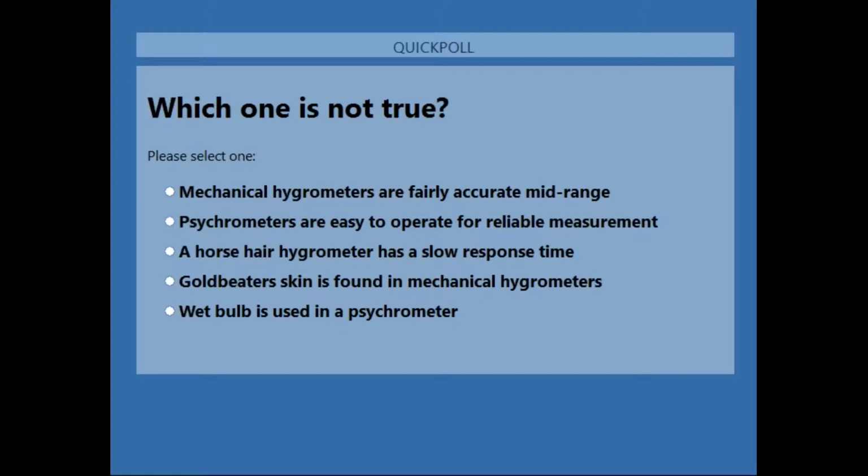Which one of these is not true? Mechanical hygrometers are fairly accurate mid-range. Psychrometers are easy to operate for reliable measurement. A horsehair hygrometer has a slow response time. Gold beater's skin is found in mechanical hygrometers, and wet bulb is used in a psychrometer. Which one of those is not true?